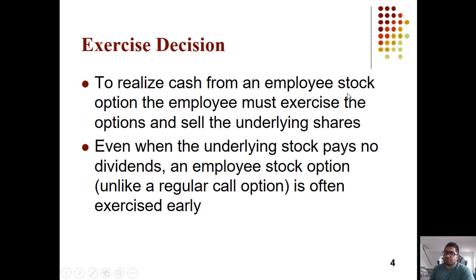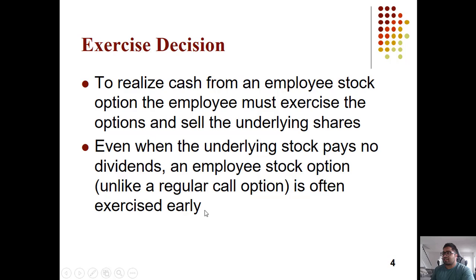To realize cash from an employee stock option, the employee must exercise the option and sell the underlying share. So to realize the benefit of this option, you have to exercise it, get the share and then sell it in the market.